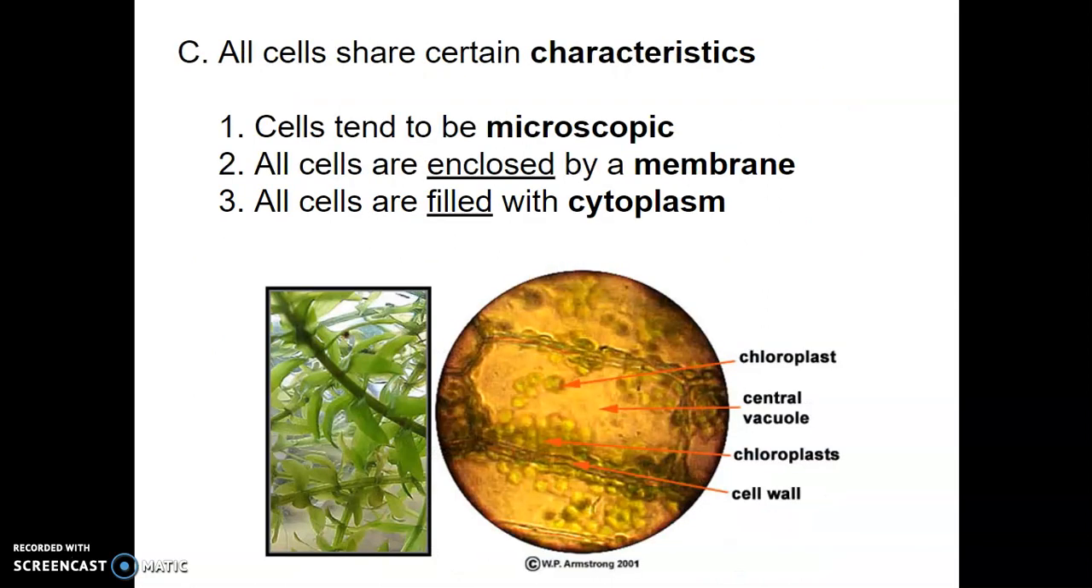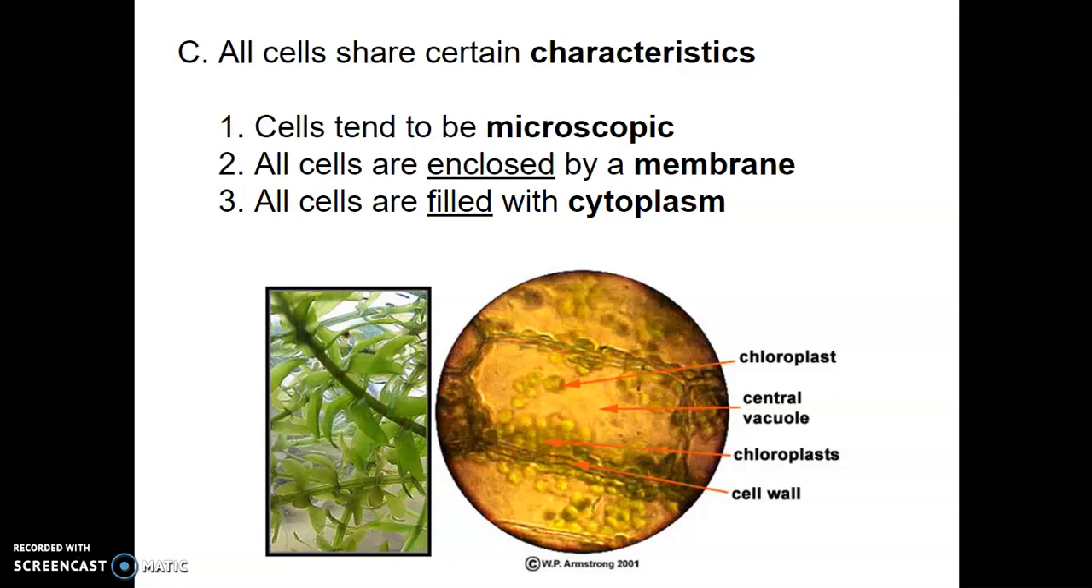Now, all cells do share certain characteristics. Let's think about what they are. Cells tend to be microscopic. They tend to be microscopic. Now, I like to preface that by saying some cells you can see with the naked eye. The human egg cell that forms in a female's ovaries, you can actually see it. Now, it's a very small speck, but you can lay eyes on it.